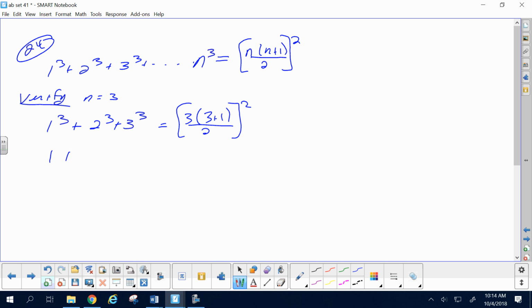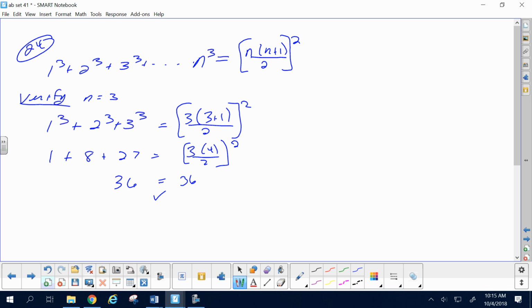Well, 1 plus 8 plus 27, the sum feels like it should be 36. Does the formula work? Well, it's 3 times 4 over 2 quantity squared. That's 12 over 2 or 6 quantity squared, which is indeed 36. That seems then to work, at least for n equals 3 it does. You with me? Now then, that's what they mean by verify.